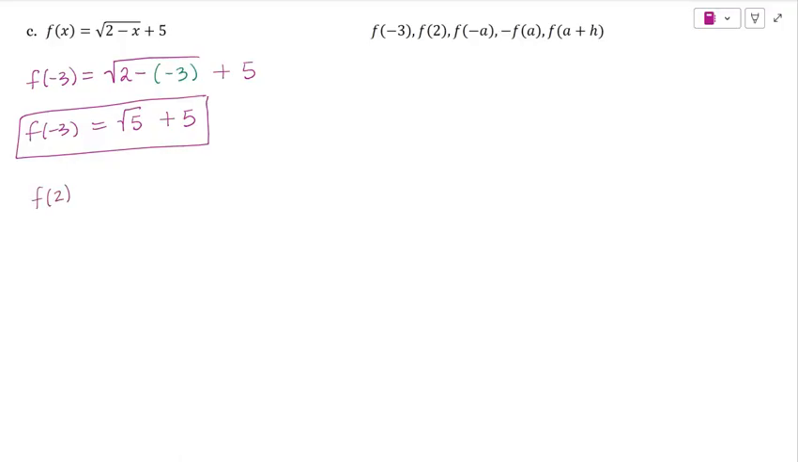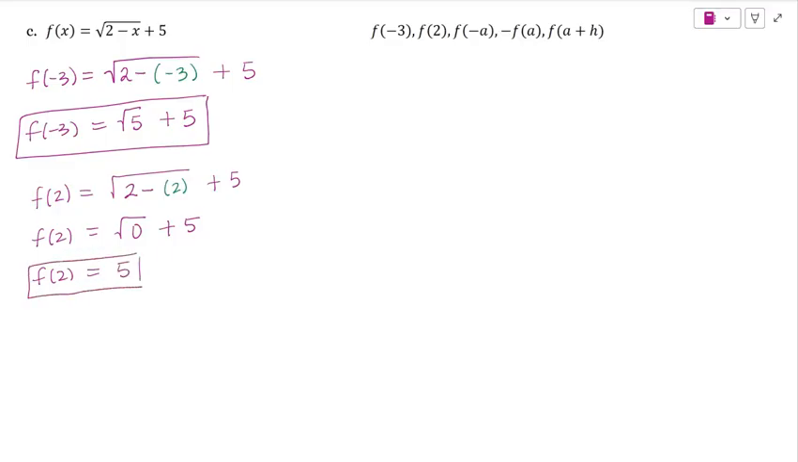What about f of 2? 2 minus 2 plus 5. Underneath the square root, it looks like we're taking the square root of 0, which is allowed. The square root of 0 is just 0, so it looks like our answer here is going to be 5.